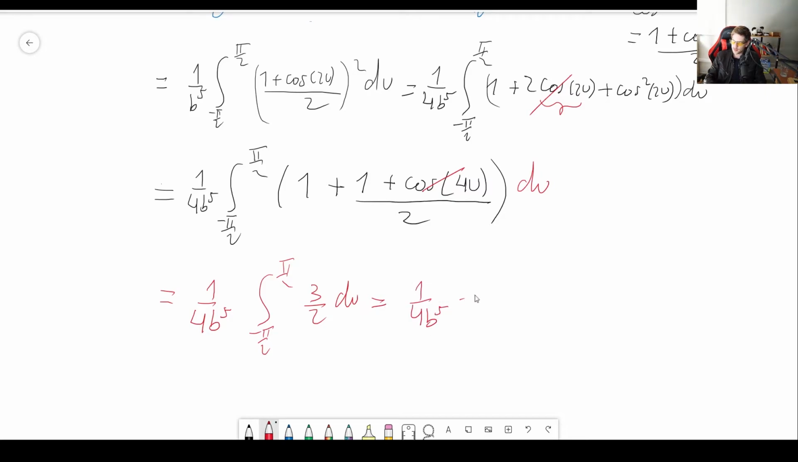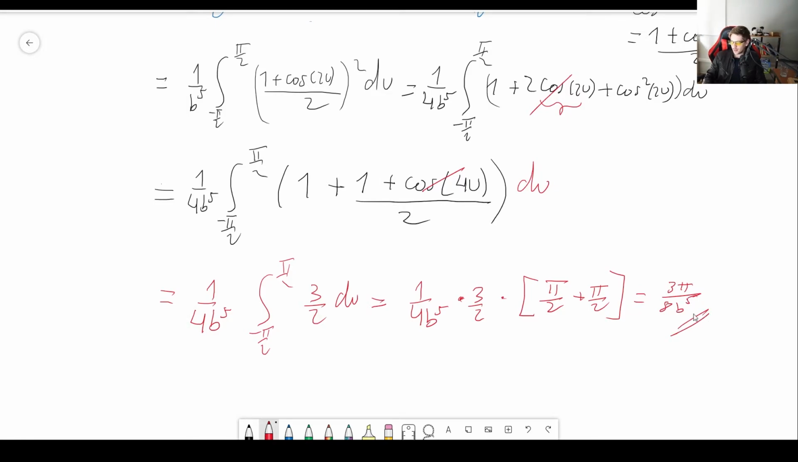So 1/4b to the 5th times 3/2 times, and then we get pi over 2 minus minus pi over 2. They add up, so plus pi, basically. So we get 3 pi over 8b to the 5th.